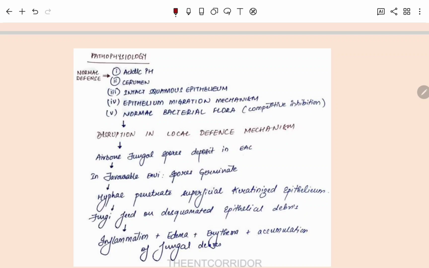Talking about the pathophysiology, we have our ear, then we have the external auditory canal. This external auditory canal has some normal defense mechanisms like an acidic pH, then we have the squamous epithelium, then we have the wax production, and then we have the epithelial migration and normal bacterial flora inside this. These all protect the external auditory canal.